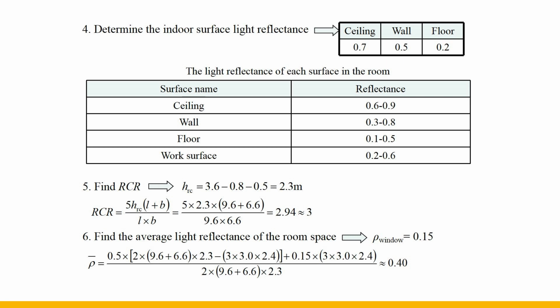Substitute the length and width of the classroom and the HRC value into the RCR formula and find that the RCR is equal to 2.94. Sixth step, find the average light reflectance of room space. Assume that the light reflectance of the window is 0.15. Calculate the product of the area and the light reflectance of the wall and the window respectively, and divide the sum by the total area, which is approximately equal to 0.4.